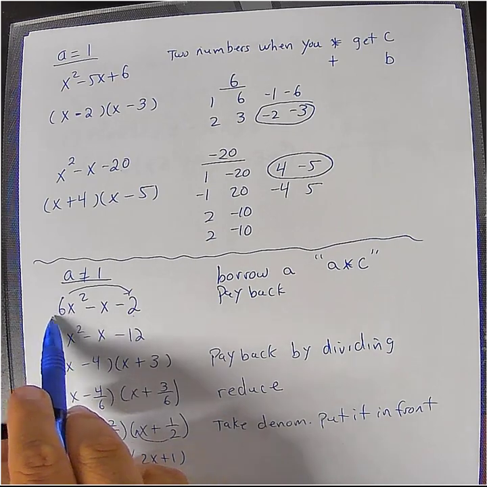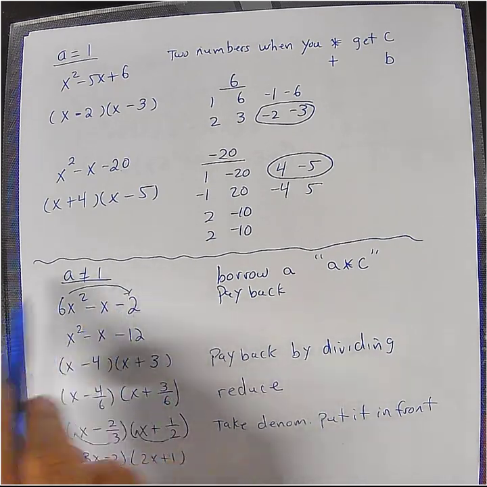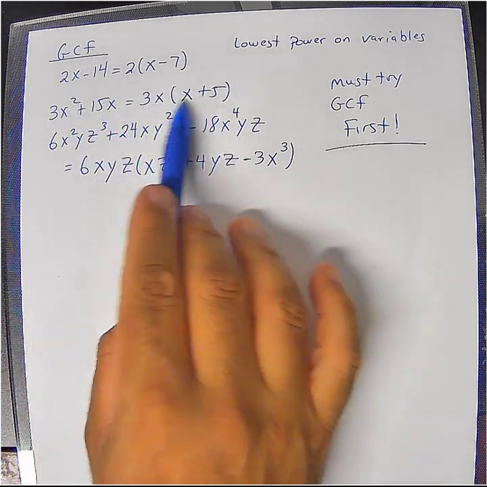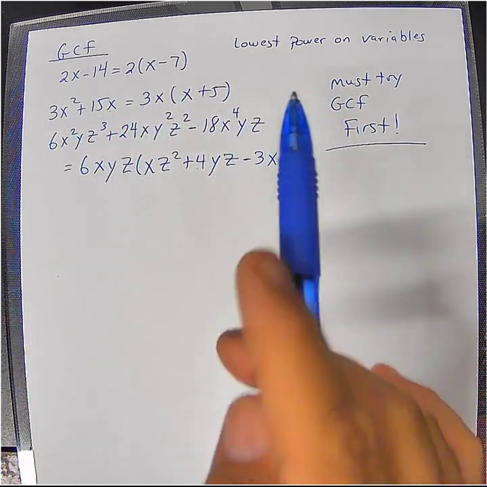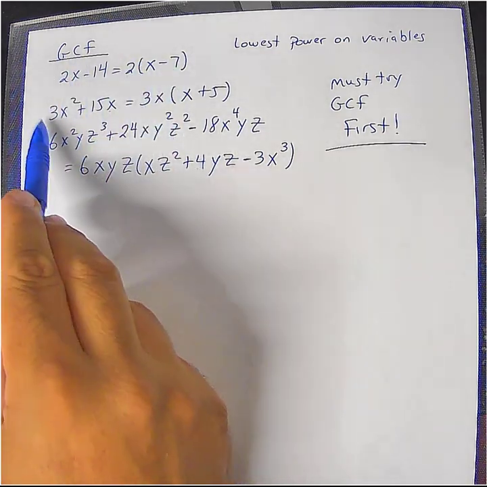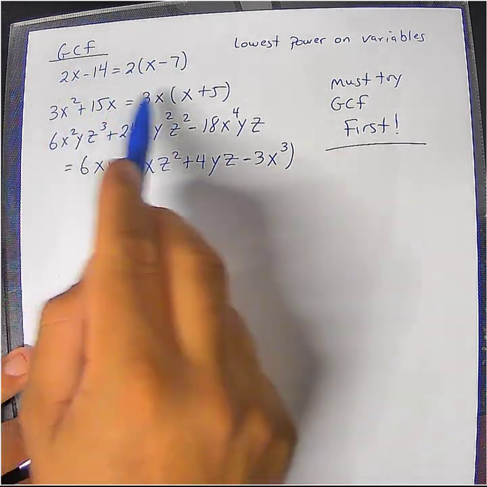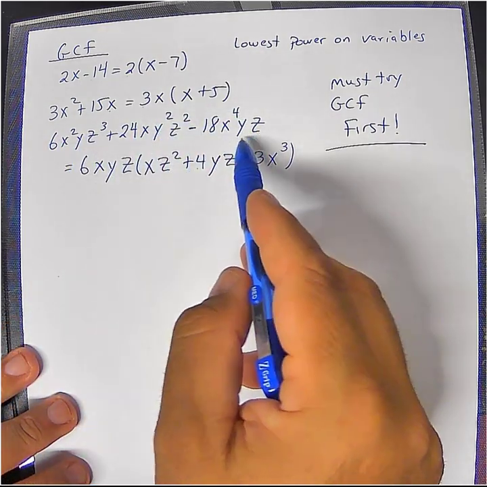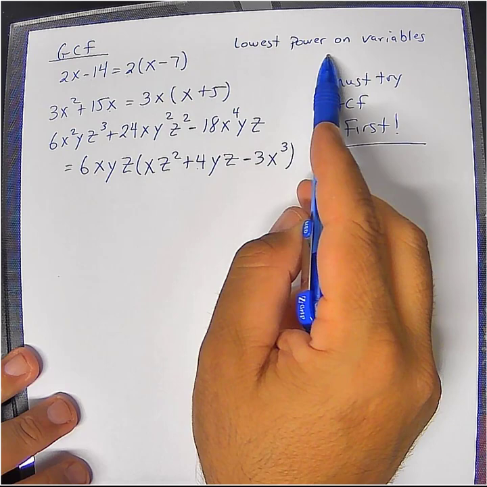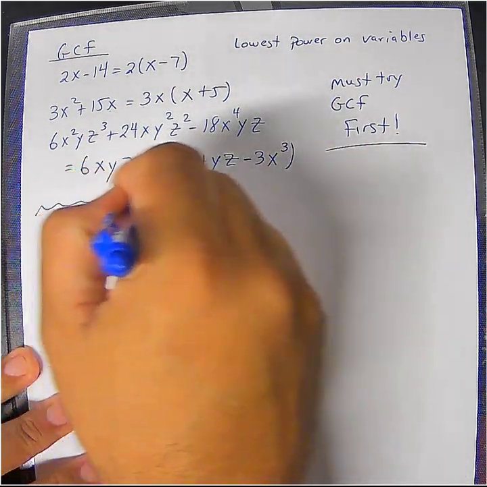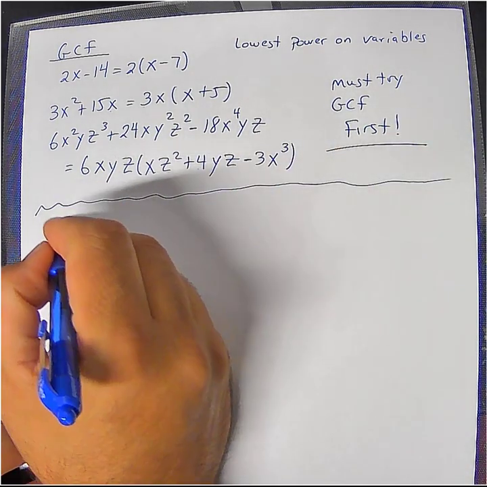But sometimes you might have something in here that you can take out, like this, you know, and then we can factor further. So GCF was the next one, and that just says go if they have a number in common, and if they have a variable in common, but they must all have that variable, and if they do that, get the lowest power. Alright, next is grouping.